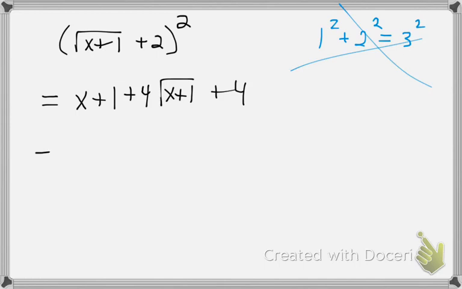Okay. So, what can we combine on this expression? The fours? No, 5. The 1 and the 4 that are by themselves. The radical is not like radicals with anything else, so it can't combine with anything else. And x is not like terms with anything else, so it can't combine with anything else. So we would have an x plus 5 plus 4 times the square root of x plus 1, and that's all we can do.